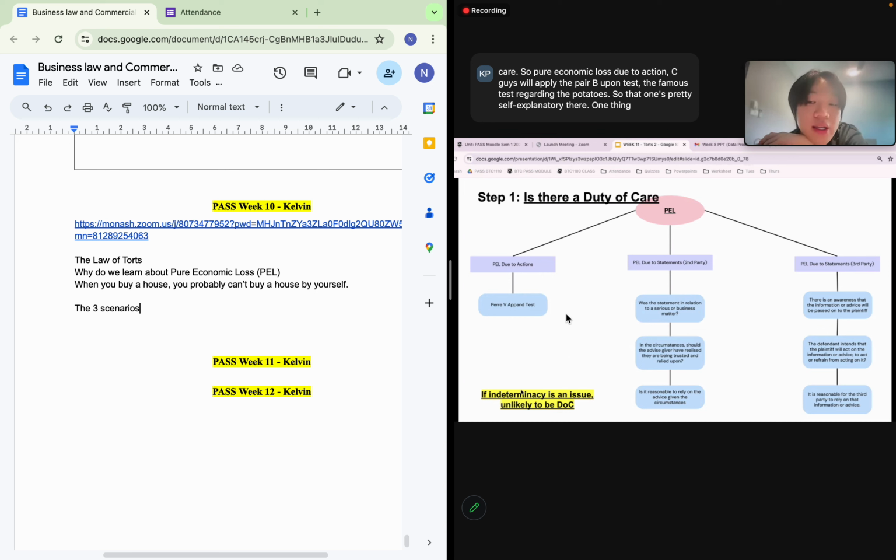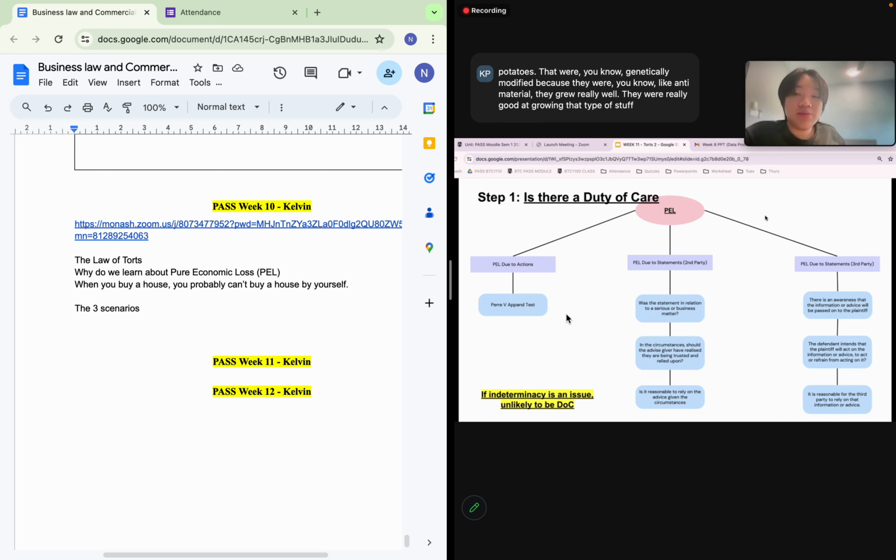One thing I'll quickly highlight as well, if indeterminacy is an issue in any of these scenarios, then there will not be a duty of care. So what is indeterminacy? For example, in the Pyrenees v Pound test, you would have learned that Pound brought in potatoes that were genetically modified, because they were antibacterial, they grew really well, they were really good at growing, that type of stuff.